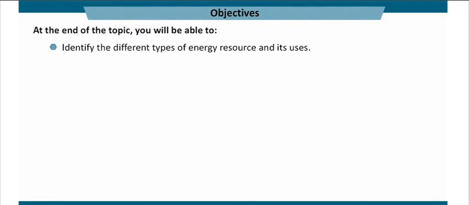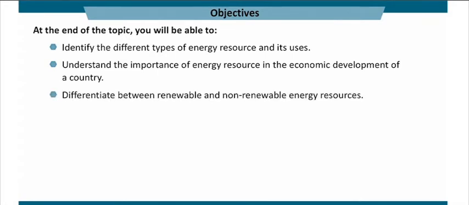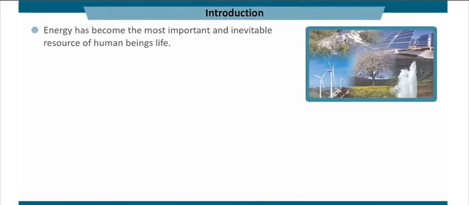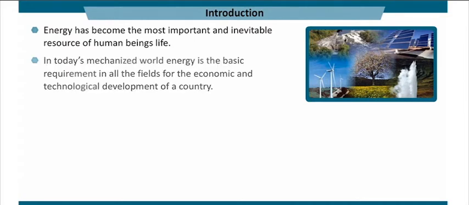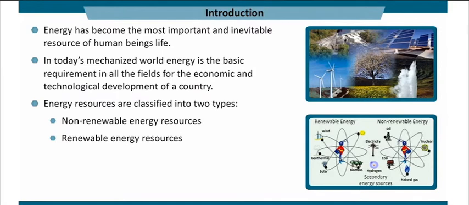At the end of this topic, you will be able to identify the different types of energy resources and their uses, understand the importance of energy resources in the economic development of a country, and differentiate between renewable and non-renewable energy resources. Energy has become the most important and inevitable resource of human beings' life. In today's mechanized world, energy is the basic requirement in all the fields for the economic and technological development of a country. Energy resources are classified into two types: non-renewable energy resources and renewable energy resources.